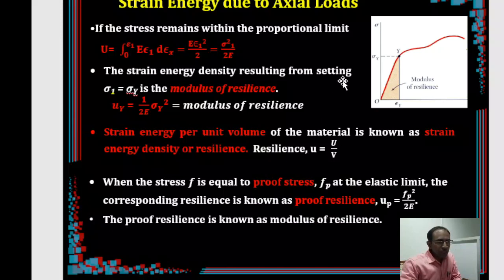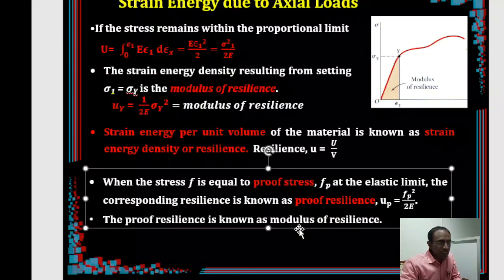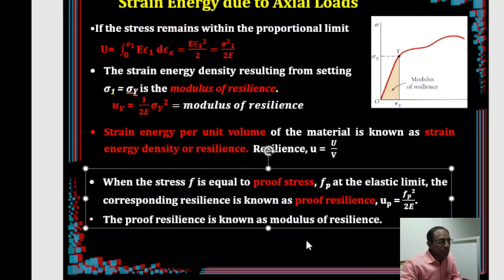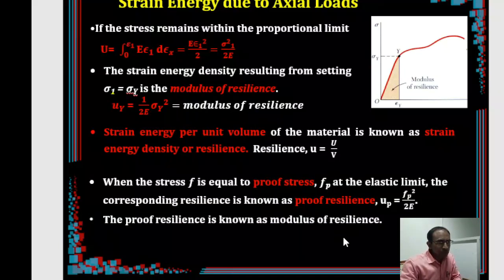Next, if that stress you consider as a proof value, for materials such as, even in steel there are some kinds of steels such as high yield strength deformed bars, HYSD bars, where the yield point is not specifically identified. In those cases we will be taking proof stress as the basis. So for those cases, if you take the proof stress as a reference, that particular resilience becomes proof resilience for that material, right. So proof resilience, another name is modulus of resilience.